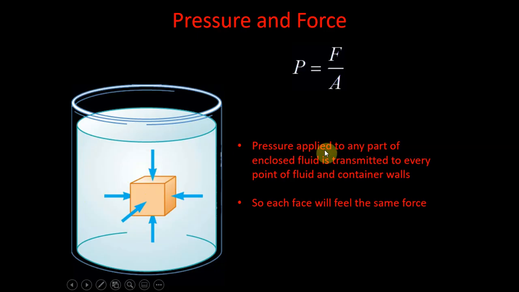Because the pressure applied to any part of this fluid is transmitted to it from the fluid's container, the walls of this container are what's providing the force. If the container is all around, then the pressure should be the same on each face. You'll end up with the same force. The pressure will be the same because the area of this cube is the same on each face.